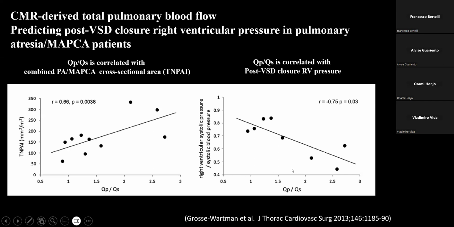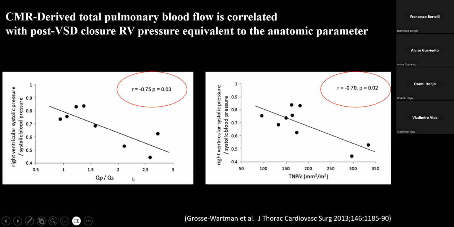The right-hand panel is a correlation between the QpQs and the RV to systolic blood pressure ratio, which has a really good correlation. That means the higher the QpQs prior to unifocalization, the better off they are, with a low RV pressure after the VSD is closed. If you compare the physiologic prediction by the QpQs derived by the MRI versus anatomic parameters derived by the CAS, they have a very similar high correlation in this specific study.